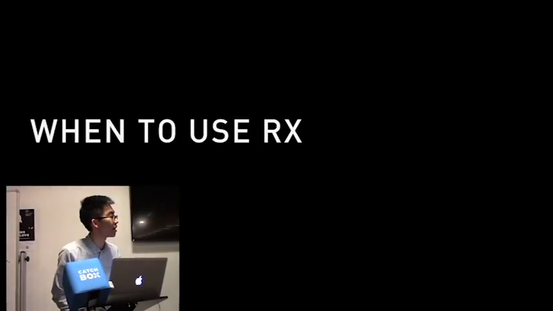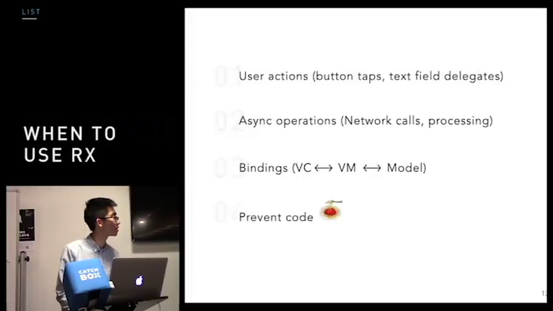We try to categorize the use cases for Rx into the 4 things we're showing here, but they're not very set in stone, hard drawn lines between them. So we briefly talk about user interactions like getting button clicks and text field changes. Asynchronous operations like processing network calls and maybe data on a background thread. Creating bindings between view controller, view model, and model. That's a big thing that could cut down a lot of code if we're not using Rx and prevent code spaghetti. Eventually, that's the end goal.